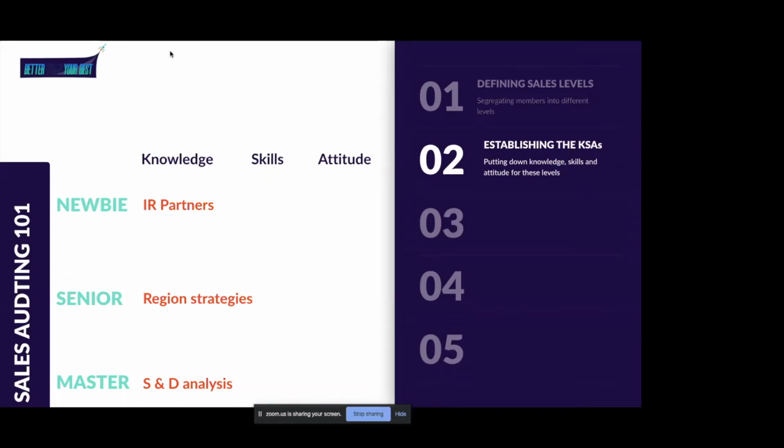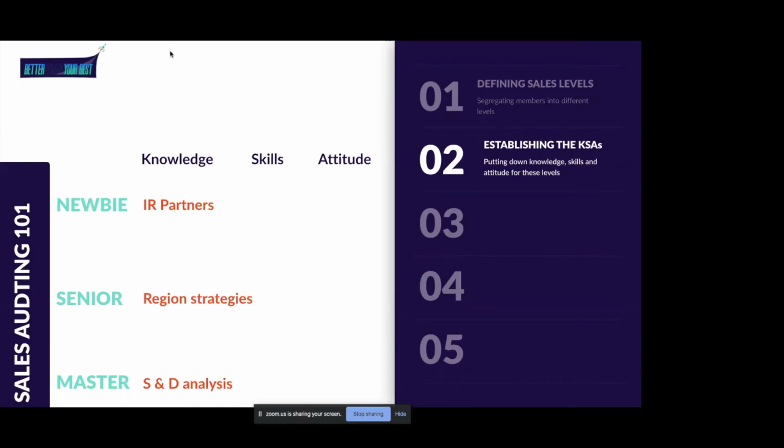So when you define these 3 levels of knowledge, you have to put them down in such a way. It can be any other type of knowledge that you think is important, but it has to be in increasing levels like this. For example, a master level member will of course know about IR partners, but they also need to know about S&D analysis. Similarly, when you define these 3 levels for knowledge, skills, and attitude, it has to be in an increasing level. So when one person jumps from one level to the other, their knowledge increases to another level, right? That is what you have to define when you are defining this KSA.